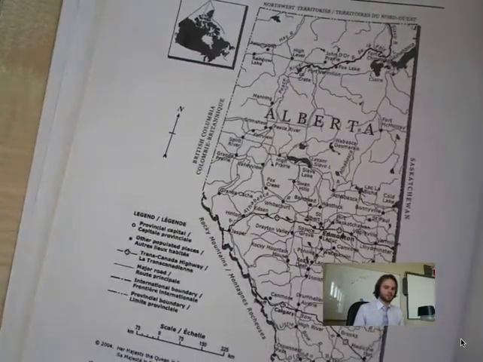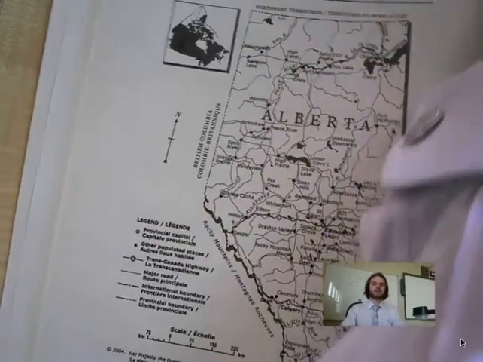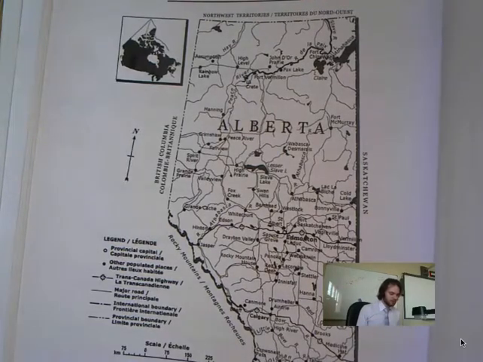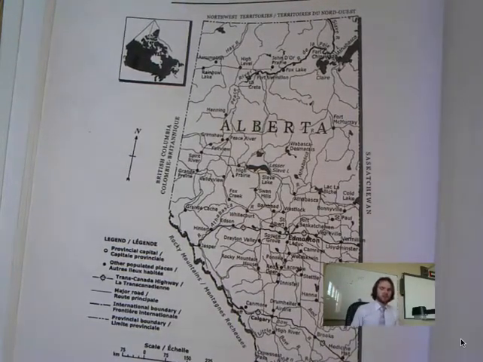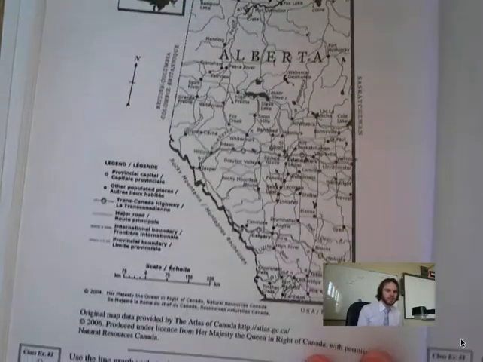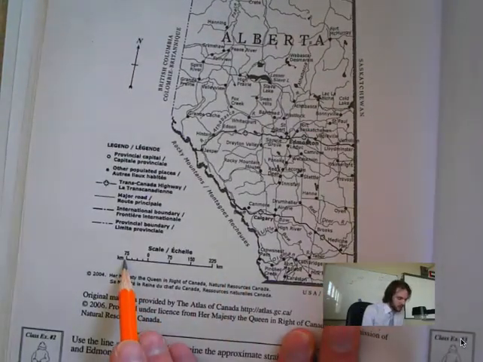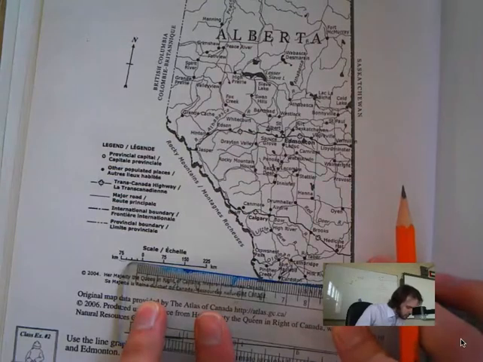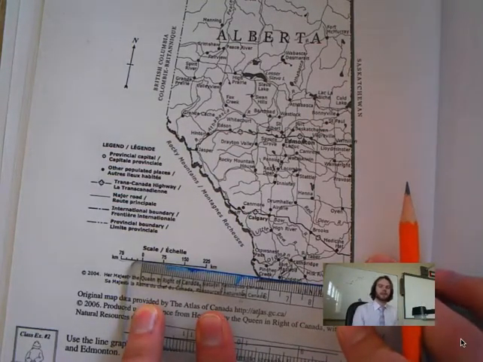All right? Now, let's take a look at this next one here. We're looking at the Alberta map. It says, use the line graph scale to determine the approximate distance between Calgary and Edmonton. So if I look at my line graph scale right here, I have this much here is 75 kilometers. So let's measure and see how much that is. So we have every centimeter is approximately 75 kilometers.